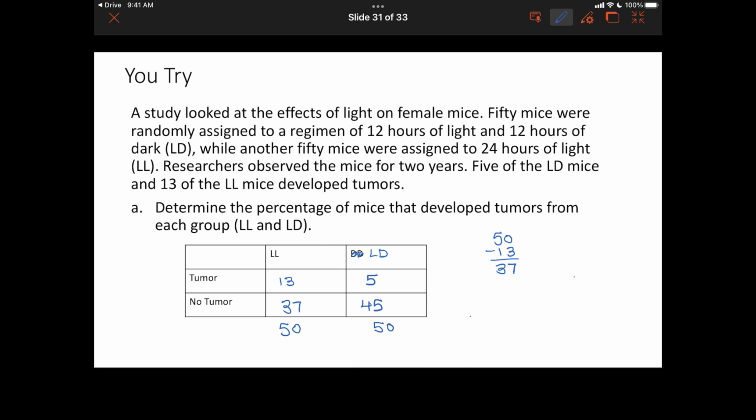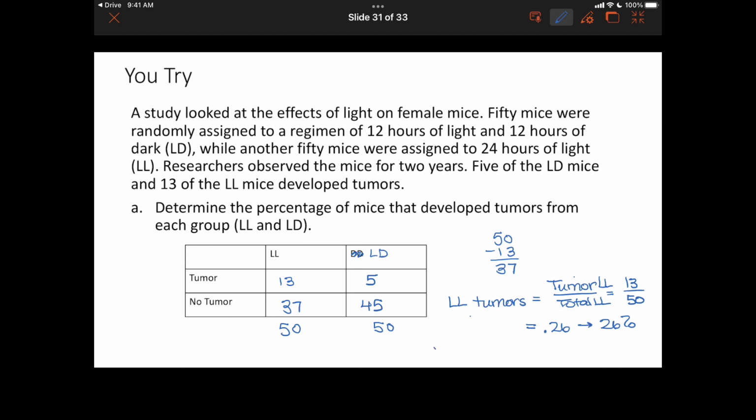Now, what's the percentage of mice that develop tumors from each group? So the LL percentage that developed tumors, I want to take the LL group, the number that got tumors, and divide by the total in the LL. So I have 13 divided by 50. If you plug that into your calculator, you should get 0.26. And if I convert that to a percentage, I'm going to move the decimal 2 places to the right to get 26%.